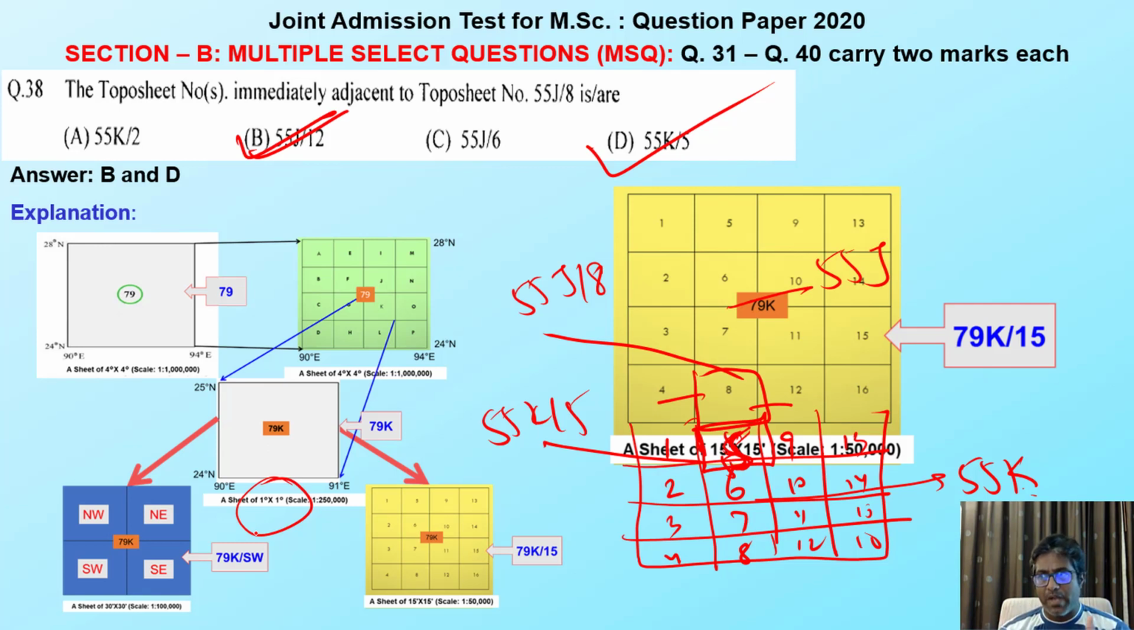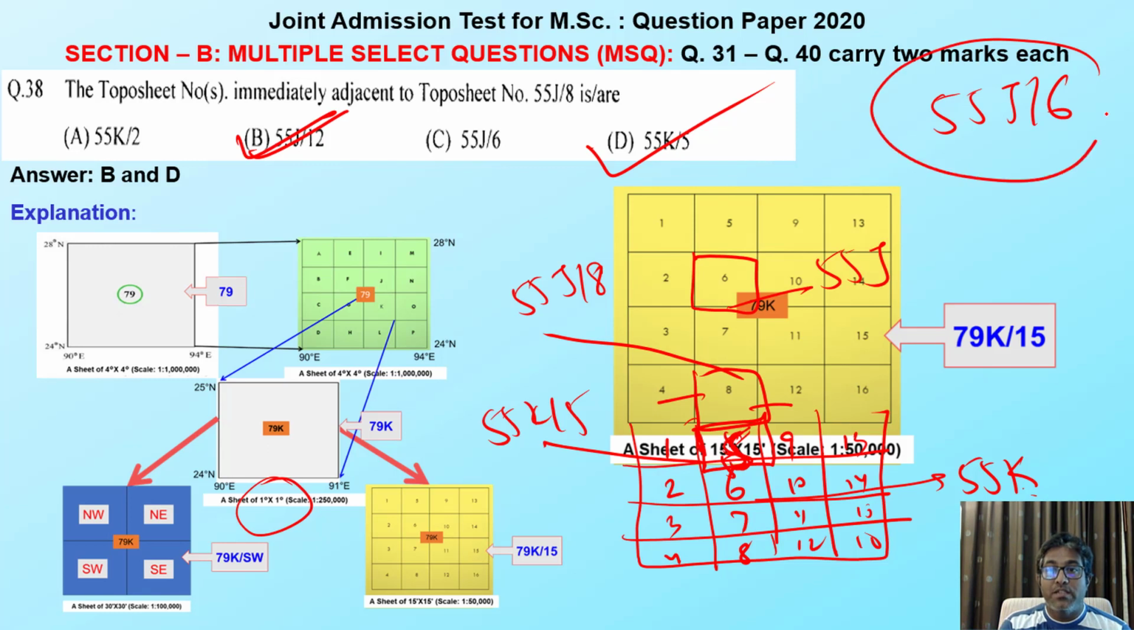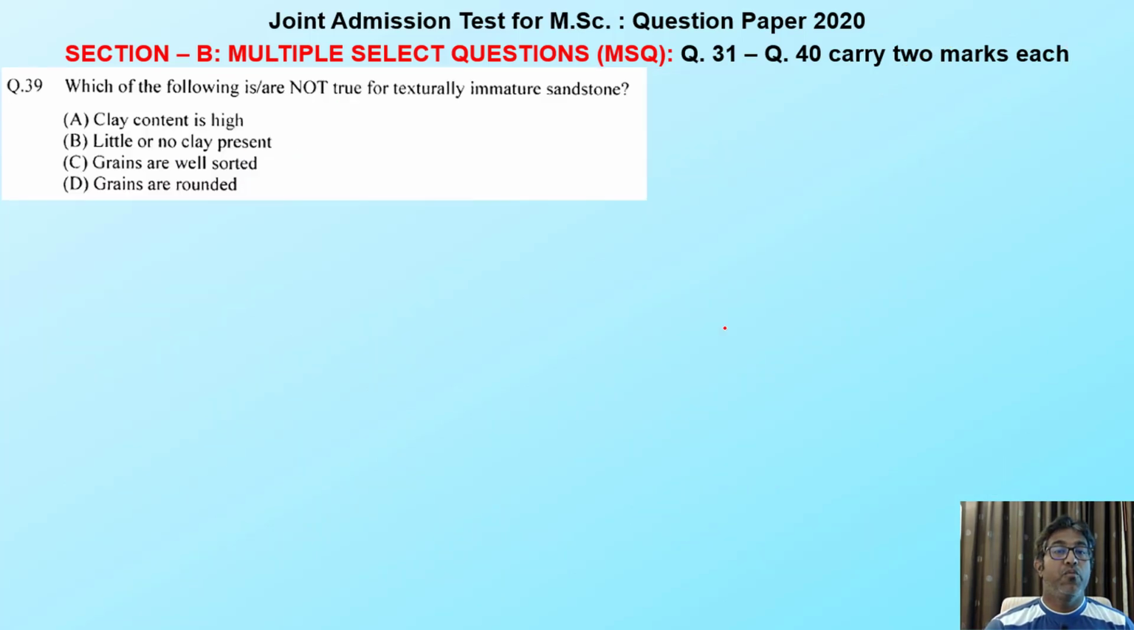You can put adjacent all these sheets and just try to identify what you will get in an adjacent sheet. Like if we take an example of this one, if my option is 55J by 6, so adjacent to this, what will I get? You will get like this one: 2, 5, 10, and 7. So it's very simple. You can do like this one. Moving to the next question.